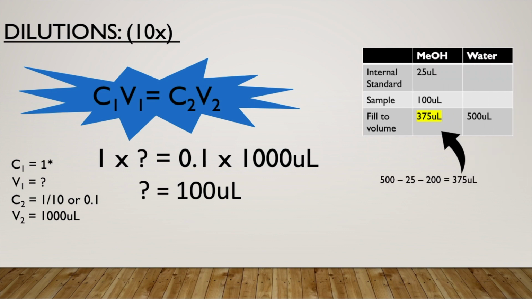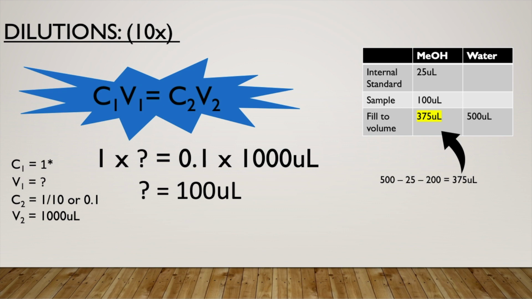Now we know how much of our standard or sample we need to add. We still need to figure out how much filling to volume we need. Like I said previously, we need to make sure we have 50% methanol and 50% water. However, our samples are all in methanol, so this uses part of that 500 microliters that we need.